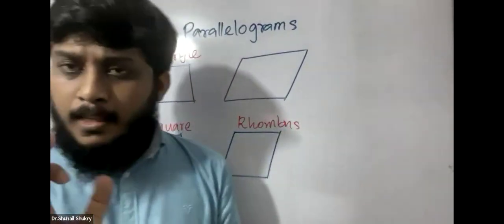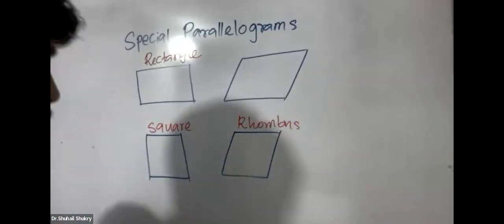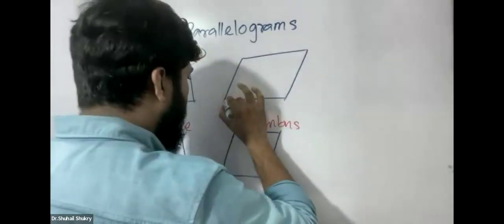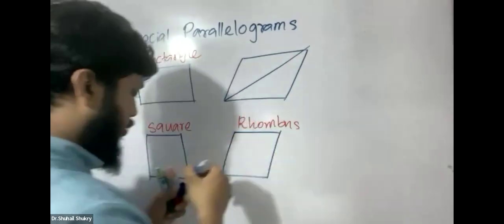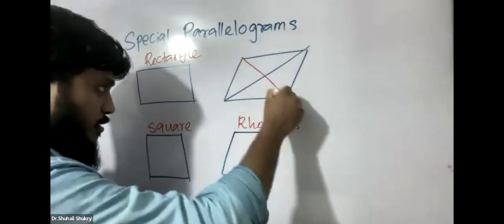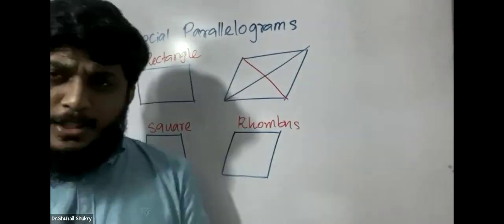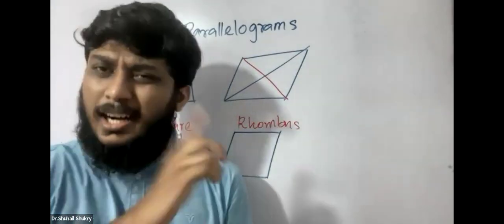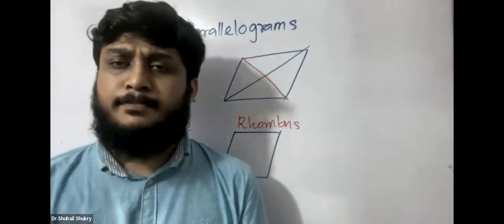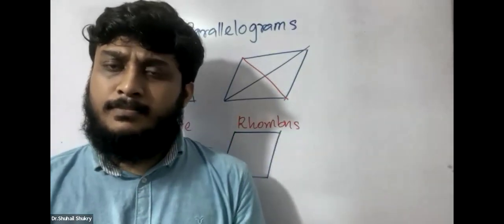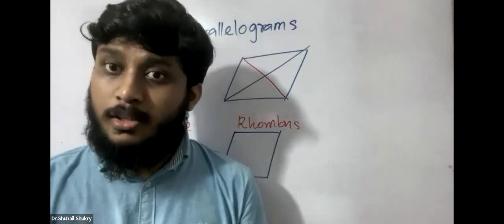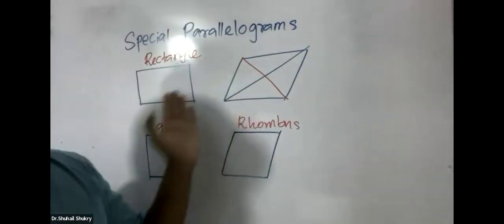Don't miss this. First of all, remember earlier I did this rhombus, one diagonal in blue, another diagonal in red. Right? So on this, can you tell me, are both the diagonals equal in length? What is the answer? Yes or no? Very good. They are not equal. These diagonals are not equal.